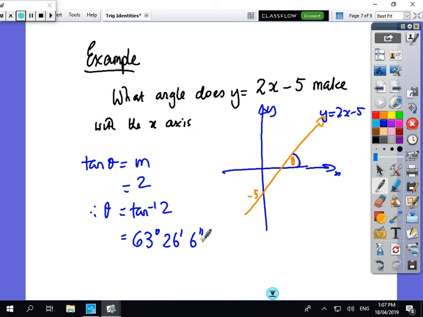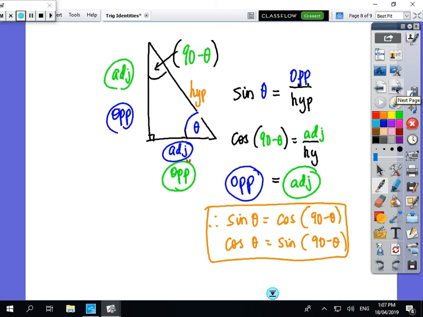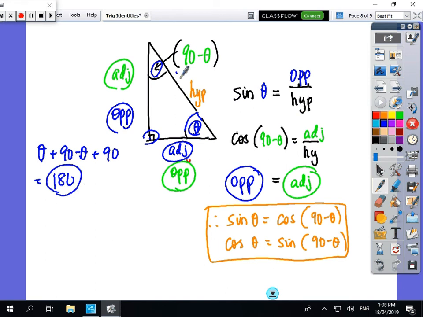So that's that one. And the last one, we're trying to prove that sine theta equals cos 90 minus theta. Okay, so I've got a triangle with theta on this corner here, and so this angle up here must be 90 minus theta because the three angles add to 180. So theta plus 90 minus theta plus 90. 90 plus minus theta plus minus theta cancels out. 90 plus 90 equals 180. So what that proves is this angle here is 90 minus theta. Like if that's 20, that must be 70.